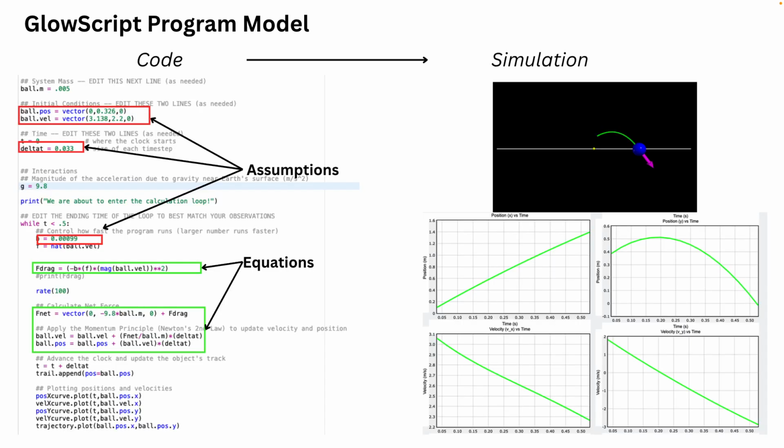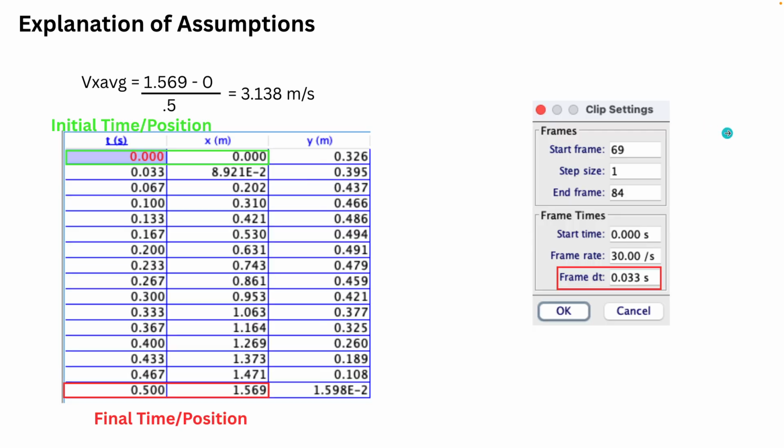The GlowScript program model was just taken from the template on Canvas. You can see our assumptions there, the position and the starting velocity. The delta t was based on our video frame rate. You can see our drag coefficient there. Then these are the equations for the force of drag, our net force, and our position and velocity update formulas. These are some photos from the simulation, only from the ones with drag, but you can see what was happening with the arrows, and the general trajectory of the ball.